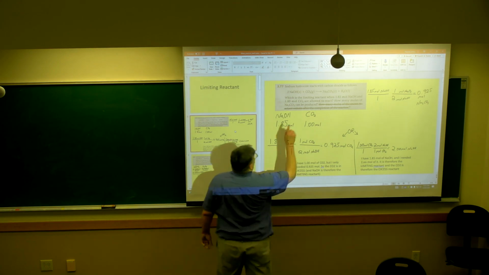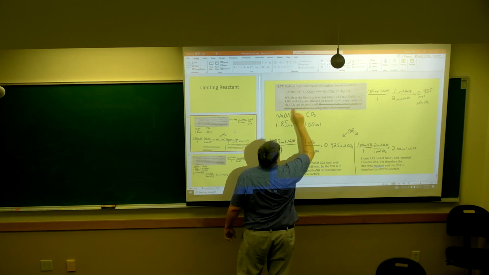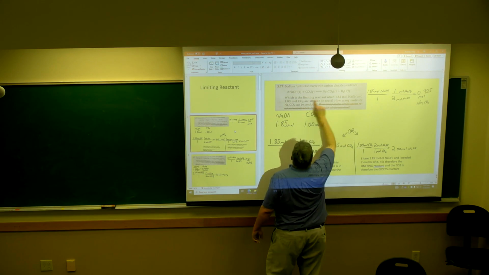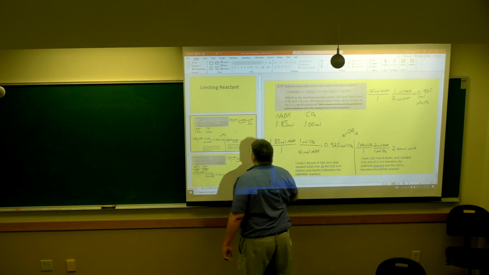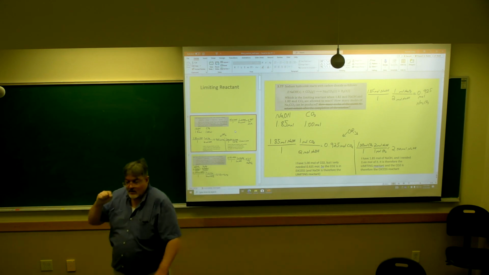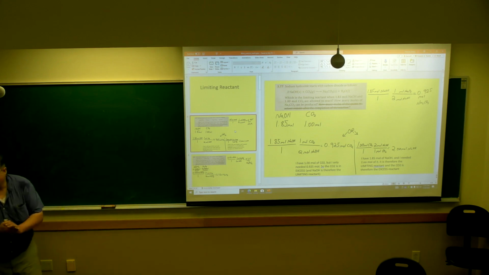Okay, so if you've got that, which is the limiting reactant? We're looking at these two things, deciding which one is the limiting reactant. It's telling us we got 1.85 moles of NaOH, and we got 1 mole of CO2. So pick one, NaOH or CO2. That's where you start with one of these types of problems. You just pick one. Which one do you want to do? CO2.